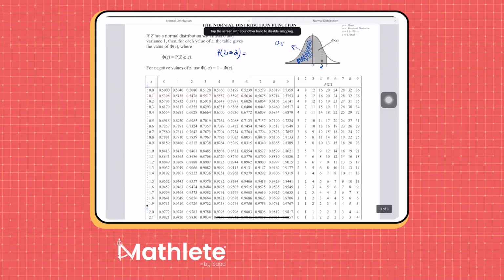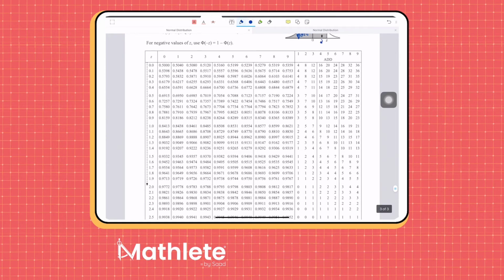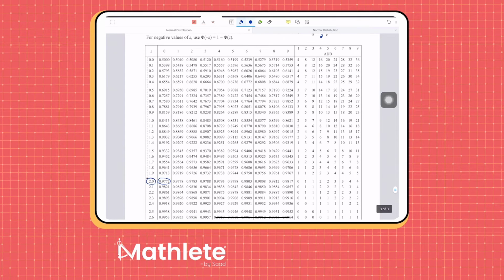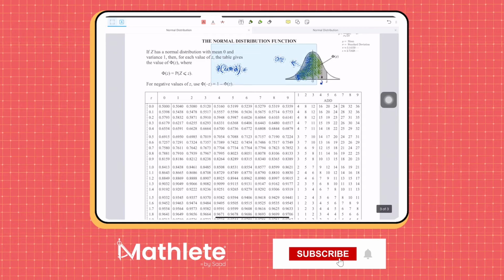So where do we find 2.0? Here is where we find 2.0. What's the corresponding value of 2.00? It's 0.9772. What does 0.9772 mean? It means that the probability of a value being less than 2 standard deviations away from the mean is 0.9772. Now this was just an overview. Let's look at it in detail as to how we read the z table.